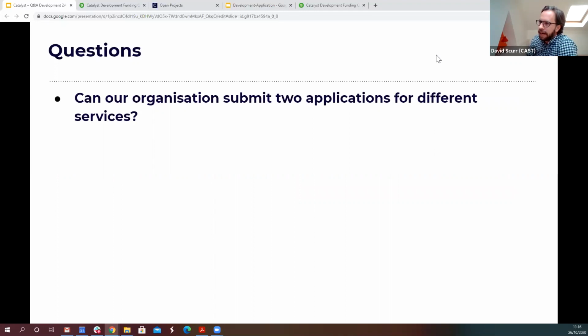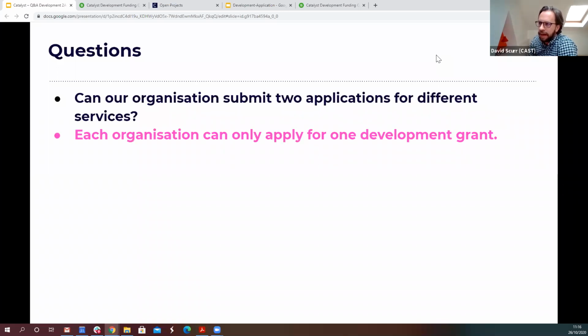So can our organization submit 2 applications for different services? There's a simple answer here, no. Each organization can only apply for 1 development grant.